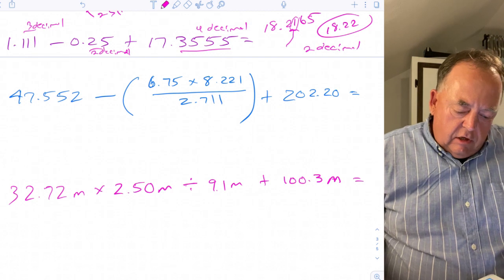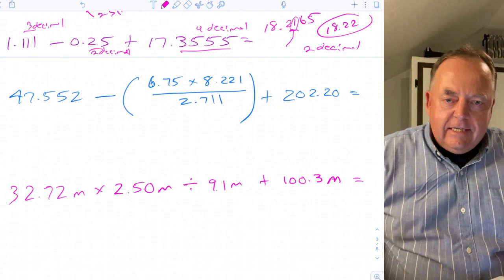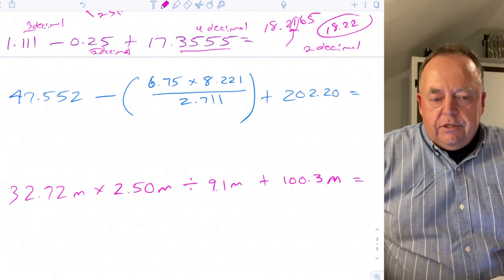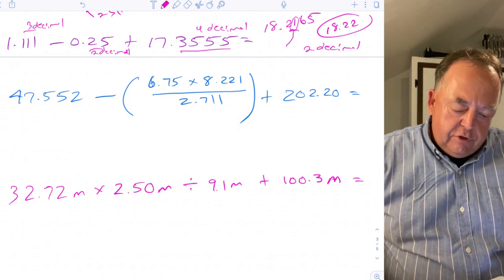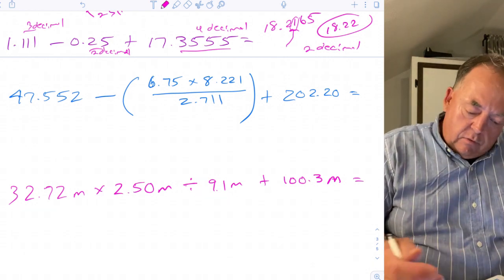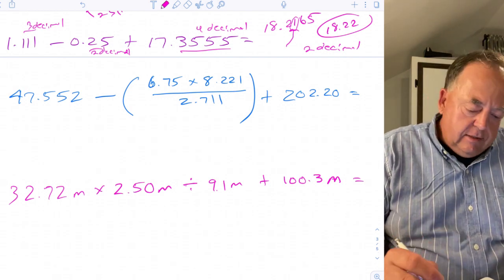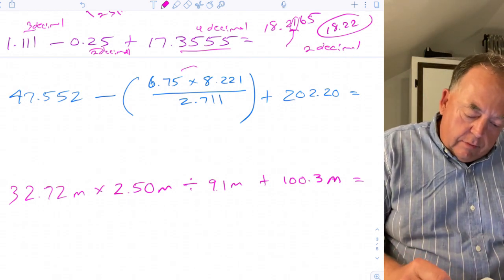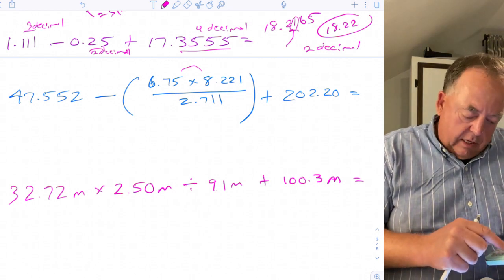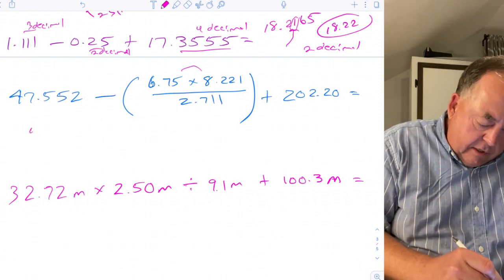Okay, so this next one's a little bit more complex because now we're doing multiplication, division, addition, and subtraction. So now you have to remember your order of operations. First you do what's in parentheses, right? And we're going to do the multiplication and division, and then we'll do the addition and subtraction last. So let's just take these two numbers and multiply them. So 6.75 times 8.221. So let's keep everything else.